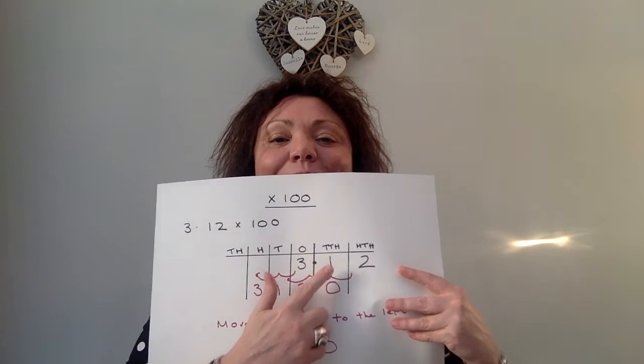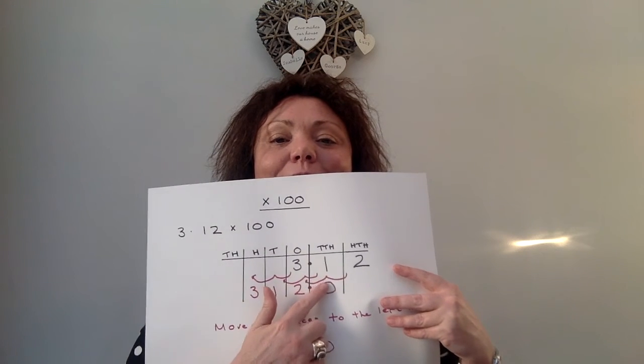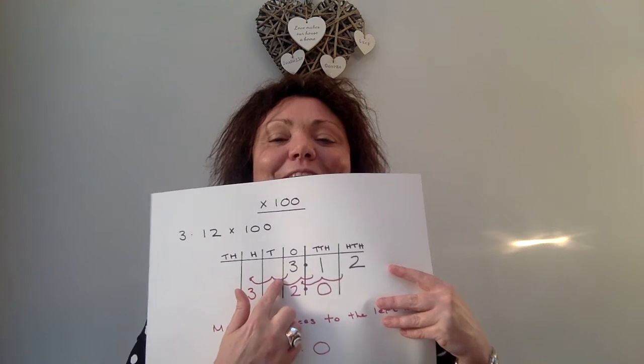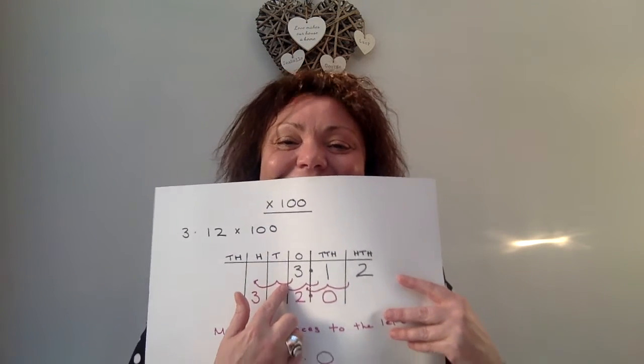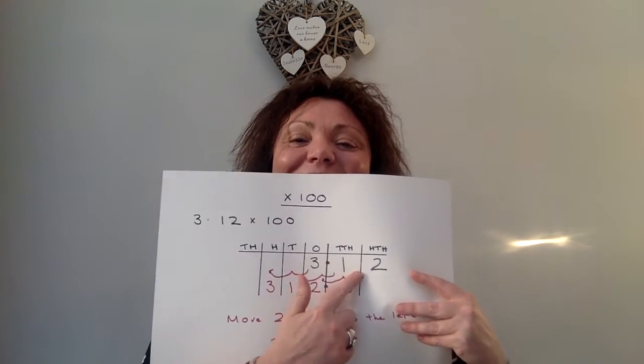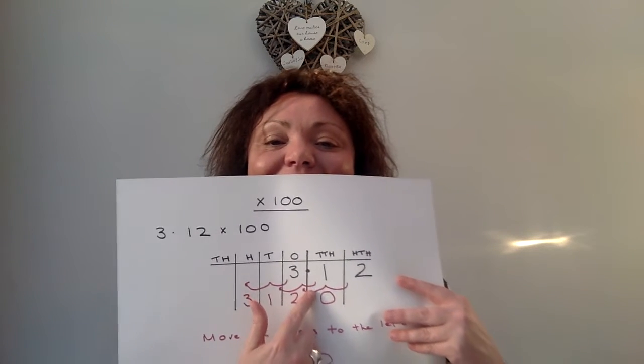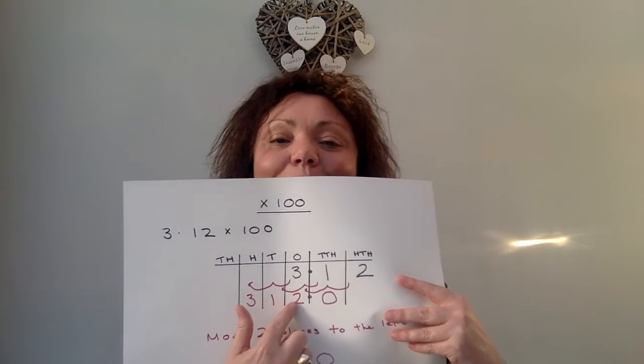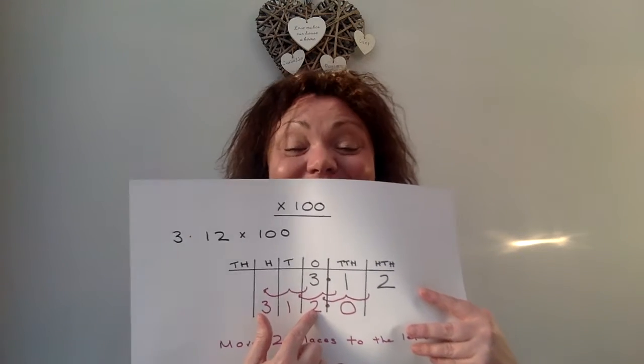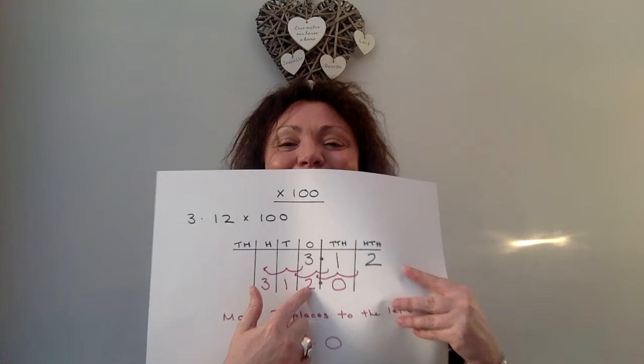Okay, and then that 1 moves 2 places. Where's my finger going? Going to the tens. And then that 2 moves 2 places, I got it, to the ones. I'm sorry, Year 6, I don't know what's happening. My fingers are going mad.